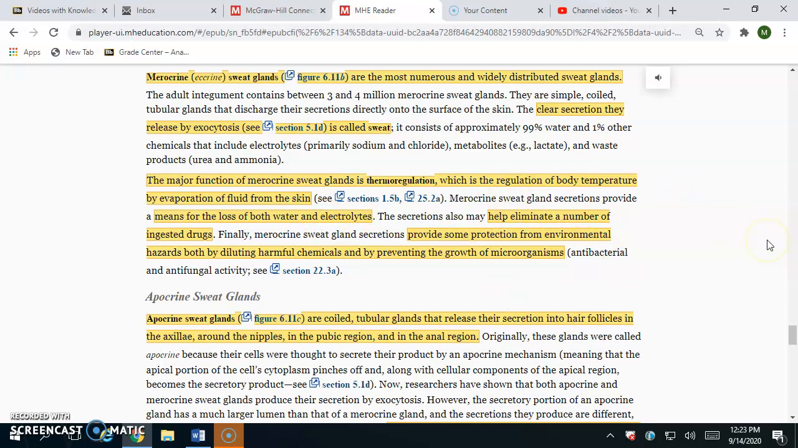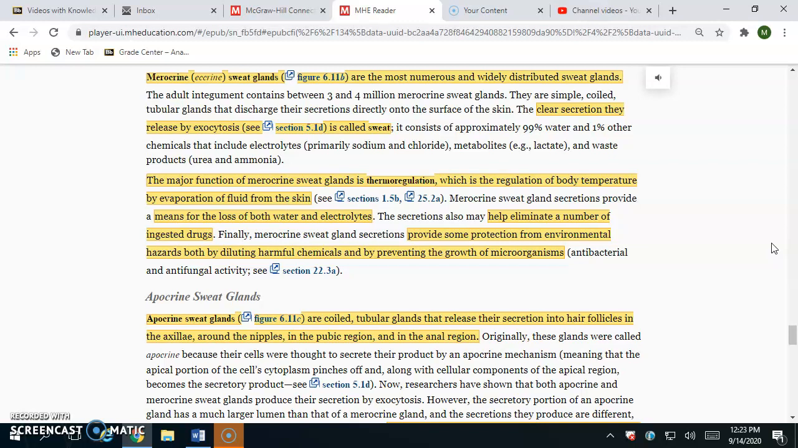So obviously it's a way to lose some water, because water is mainly what the sweat is composed of, and some electrolytes, so like salt mainly, sodium and chloride. Then some drugs. Most of our drugs are eliminated from the body through the kidneys or our digestive system, but the sweat glands can also help to release some of those ingested drugs through the skin too.